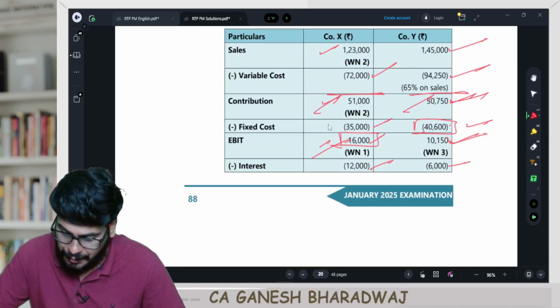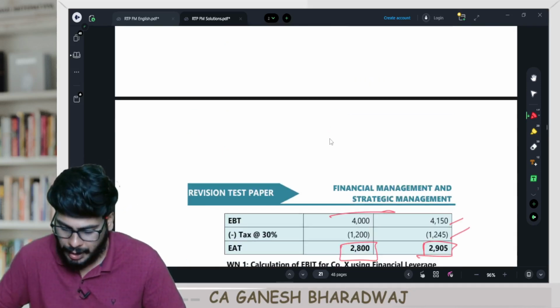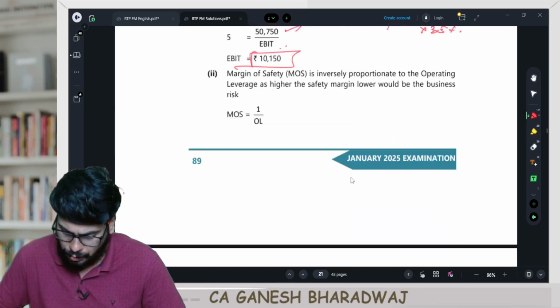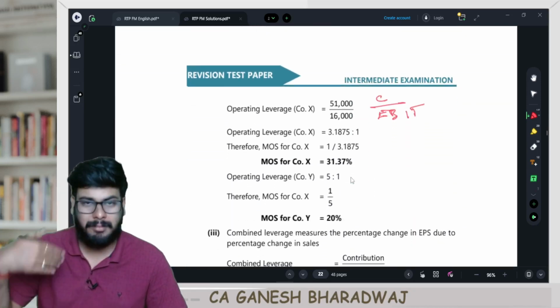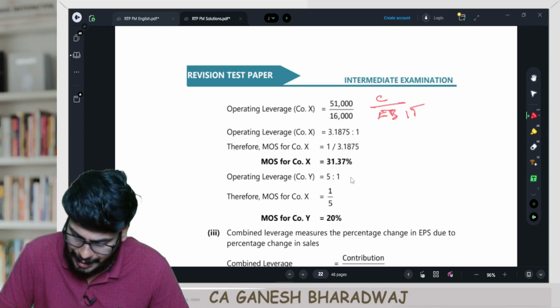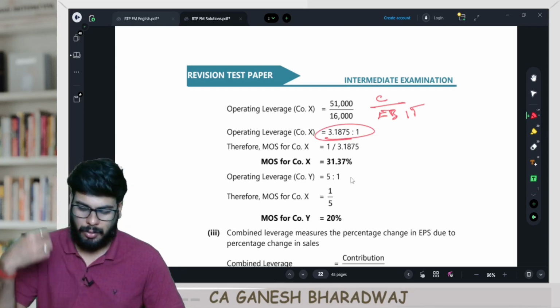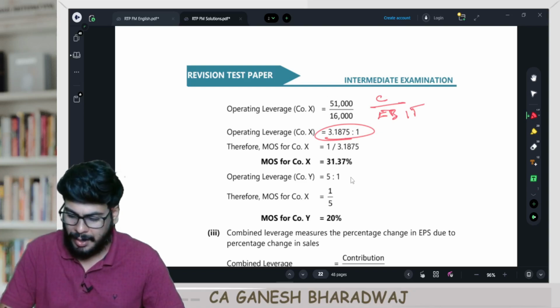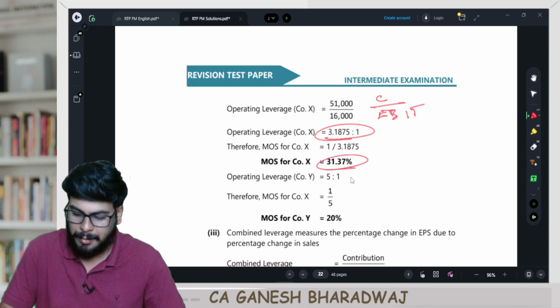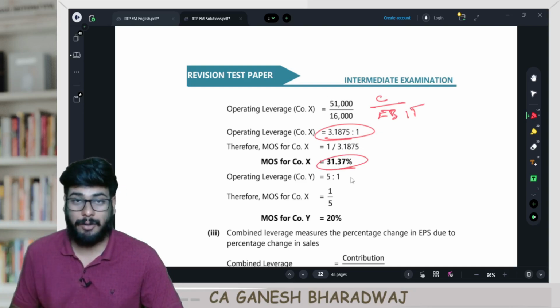Company Y, it's going to be 5750 upon 10,150. Right? So you just do the calculation, just normal substitution of formula. So company X, the operating leverage is 3.1578, right? So 1 upon 3.1875, you get how much? 31.37% is the margin of safety for company X.